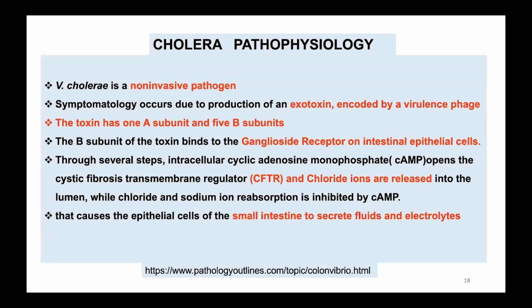Now, cholera is a non-invasive pathogen. Symptomatology occurs due to the production of an exotoxin encoded by a virulence factor. The toxin has an A subunit and 5 B subunits, and we've shown that the B subunit is what binds to the ganglioside receptor on the intestinal epithelial cells. And then through several steps, intracellular cyclic adenosine monophosphate opens the cystic fibrosis transmembrane regulator, and chloride ions are released into the lumen, and so this causes the epithelial cells of the small intestine to secrete fluids and electrolytes and cause the watery diarrhea that can only be treated by extensive IV fluid replacement.